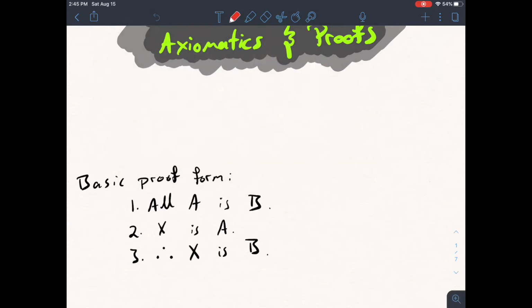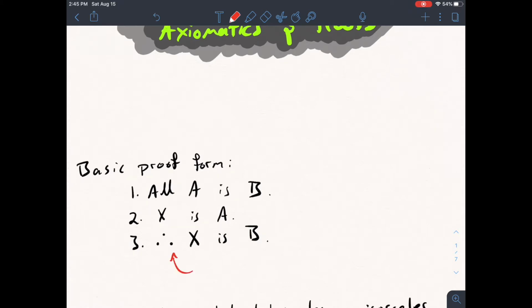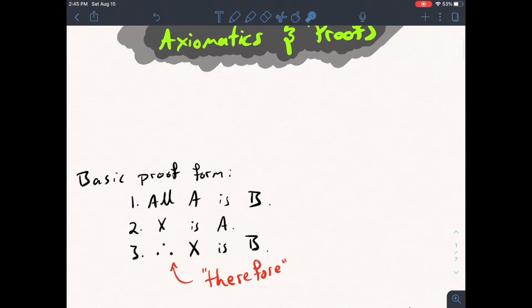Let me just mention real quick these dots right here in this triangle formation. This should be read as the word therefore. Whenever you see dot, dot, dot like that, that just means therefore. The book uses this notation a lot, so I figured I would clarify this for you. So anyway, this is the basic proof form.